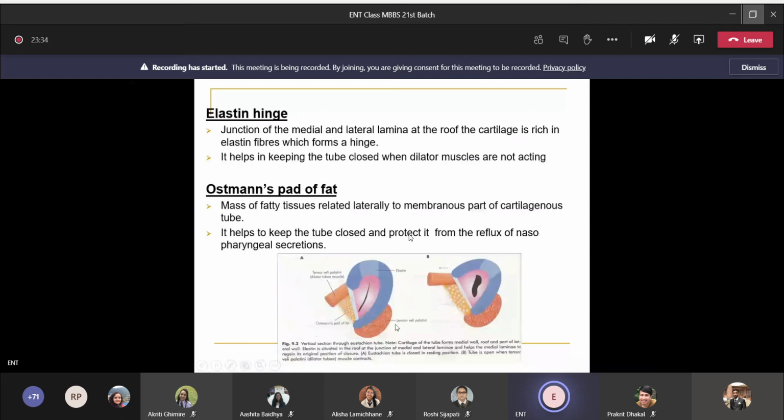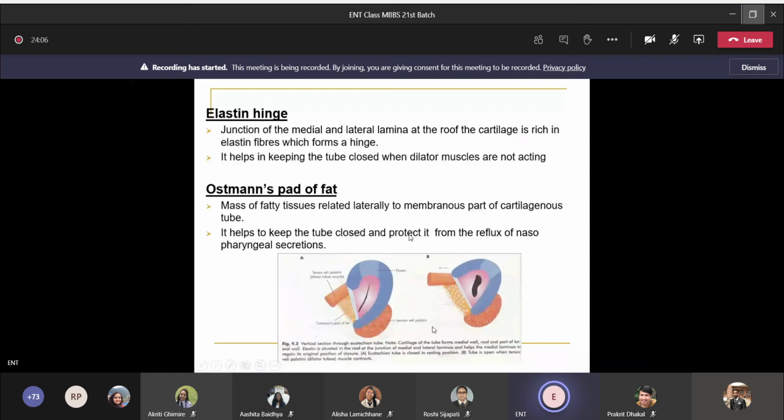Here in this picture, there are different parts of the opening of the eustachian tube. This muscle is tensor veli palatini, which when it contracts retracts this part of the eustachian tube and opens the tube. And below there is the Ostmann's pad of fat, and this is levator veli palatini. So it also has a similar action as a dilator of the tube. See, contraction will open the tube.